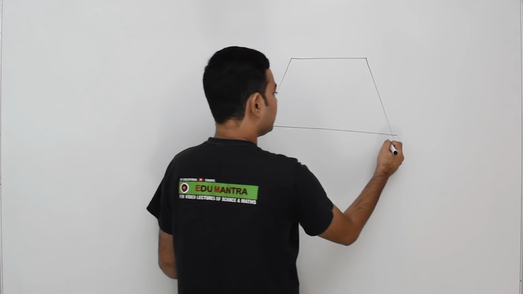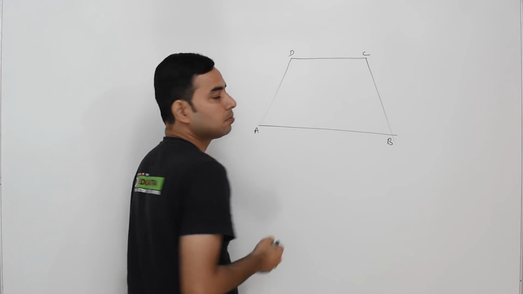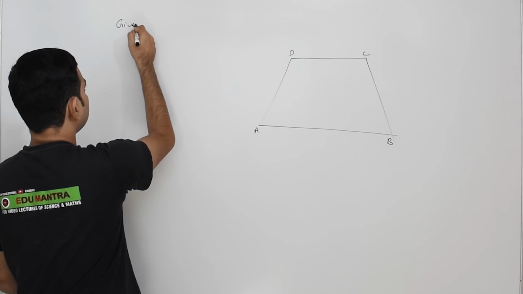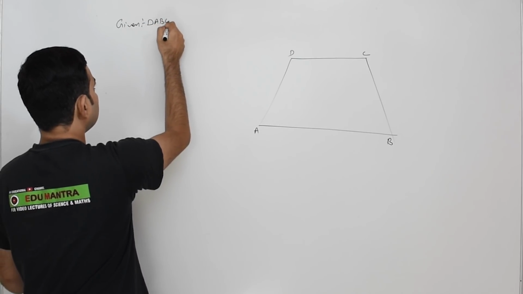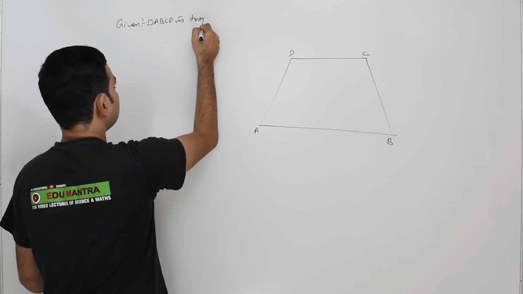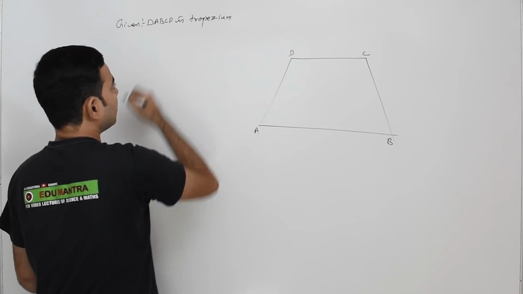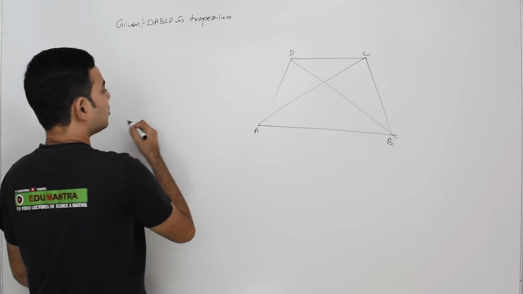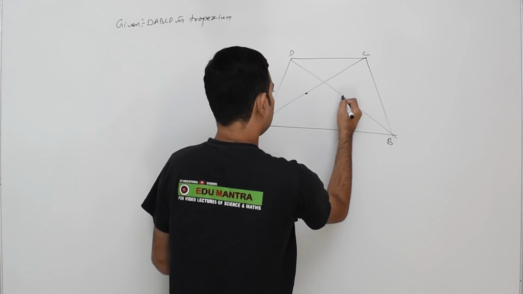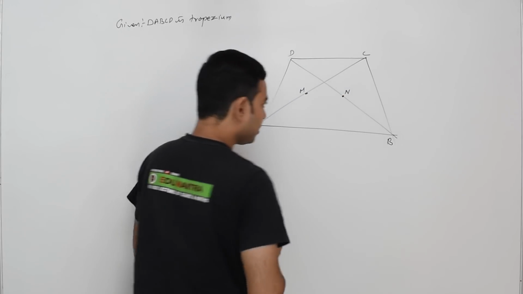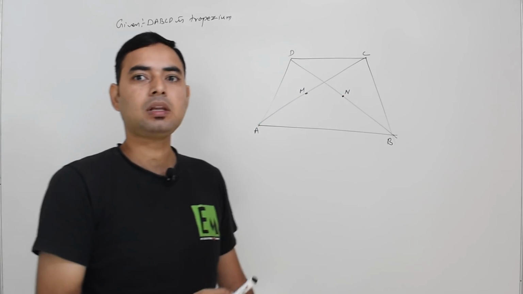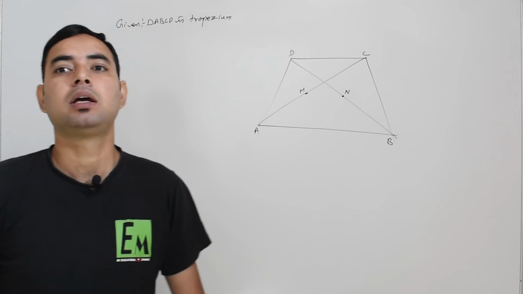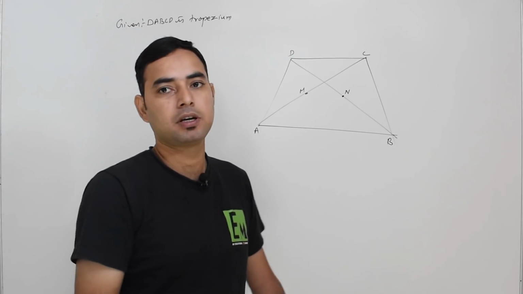As quadrilateral ABCD is a trapezium in which AB is parallel to DC. Given is quadrilateral ABCD is a trapezium. And these are the diagonals, and M and N are the midpoints of the diagonals. So the question is, the line segment joining the midpoints of the two diagonals of a trapezium is parallel to the parallel sides and half of the difference of the parallel sides.